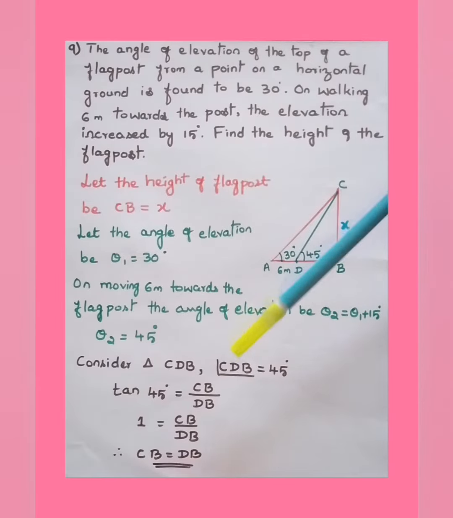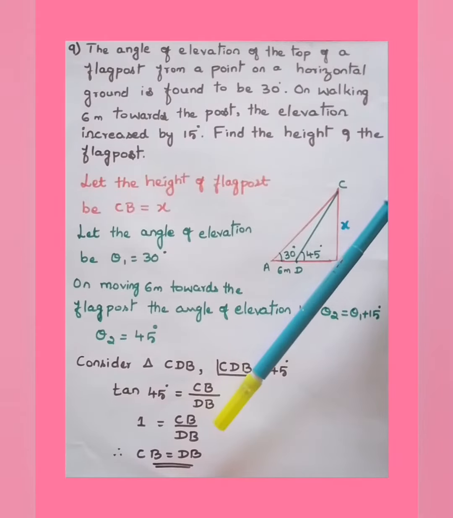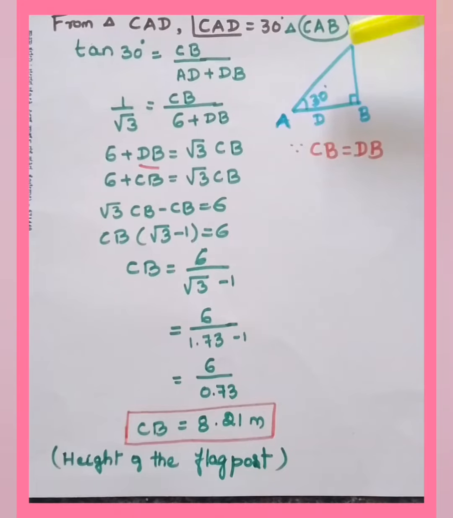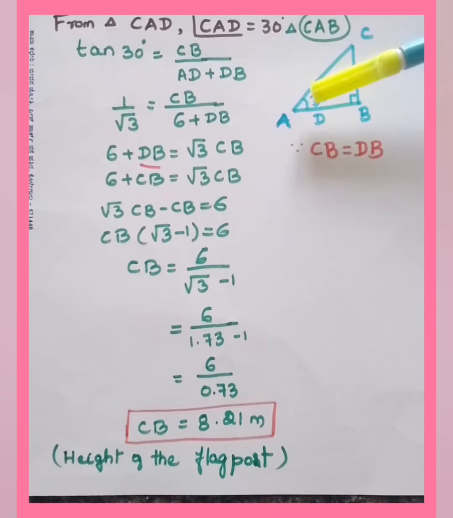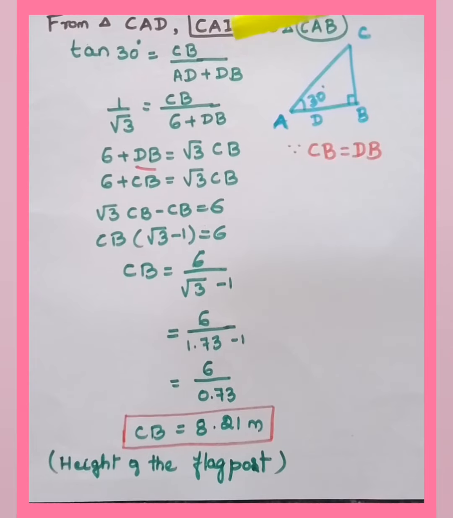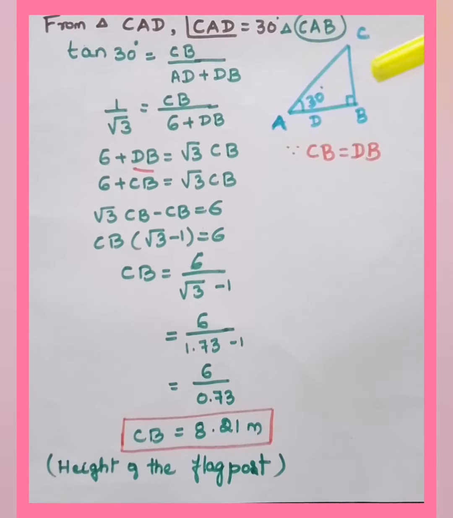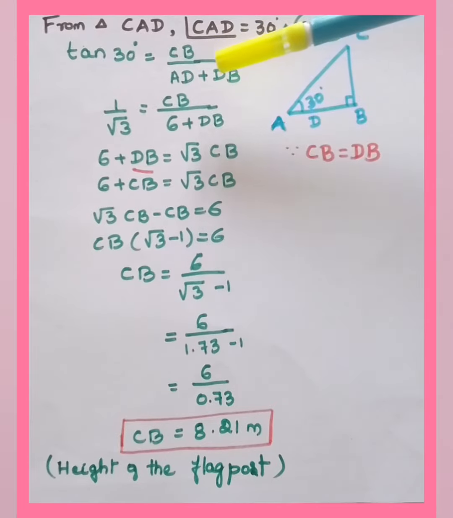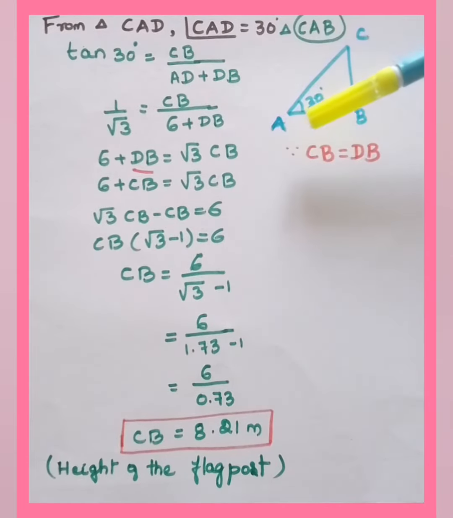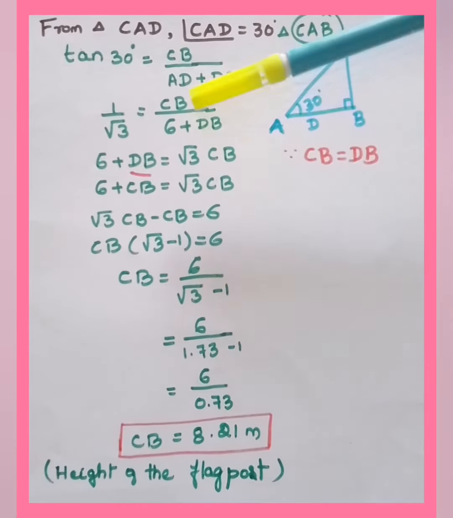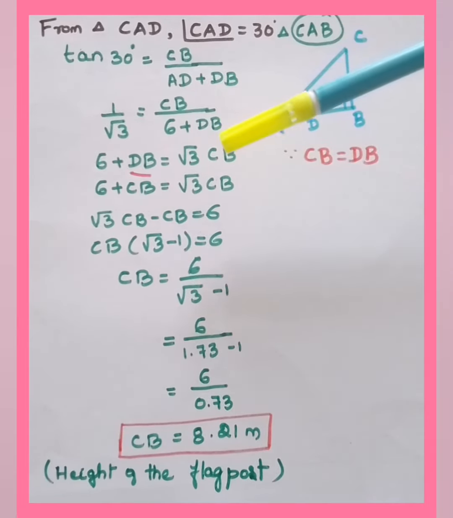So tan theta, tan 45 is equal to CB by DB, perpendicular by base. Tan 45 value is 1. Therefore CB is equal to DB. Take this as equation number 1. Take triangle CAB, at point A, which makes an angle of 30 degrees. CAD is equal to 30 degrees. Therefore tan 30 is equal to CB, perpendicular by base. Base is the total value AD plus DB. Then tan 30 is 1 by root 3, equal to CB over AD, whose value is 6 meter, which is already given, plus DB value. You can cross multiply. You get 6 plus DB is equal to root 3 into CB.